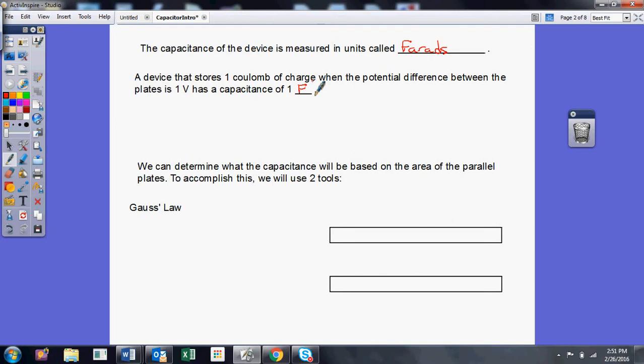Now, 1 farad is actually a lot. That's an enormous amount of charge, especially for that voltage. So it's usually a small number, usually in microfarads or nanofarads, or sometimes even smaller than that. I believe the next one down is femtofarads, something like that.